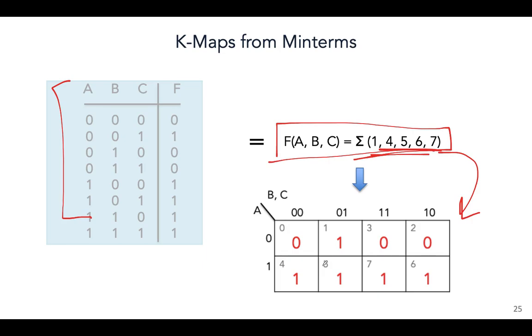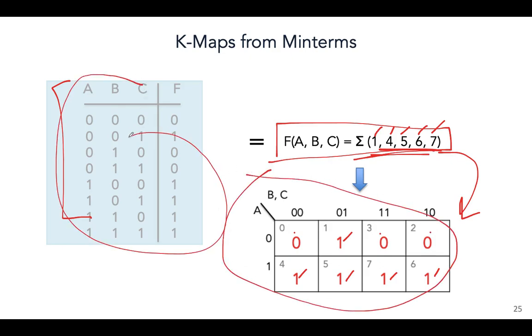Now all we have to do is put a 1 in all those cells whose number is mentioned here. All those cells will get a 1 and all the remaining cells will get a 0. Very simple. So I put a 1 here. Next was 4, so I put a 1 here. Next was 5, so I put a 1 here. 6, another 1, and 7, another 1 here. These were left, so these are my zeros. And now this is your final K-map for this truth table.